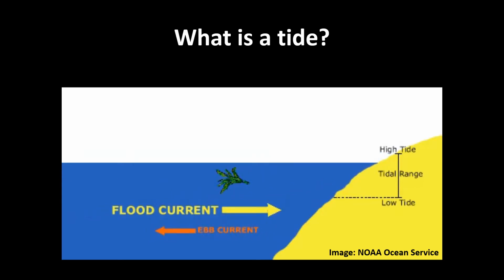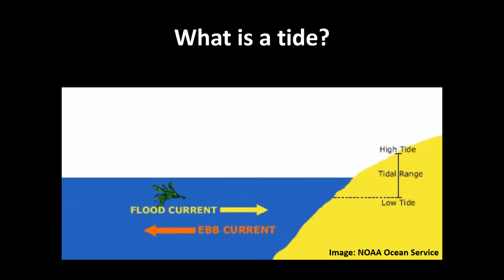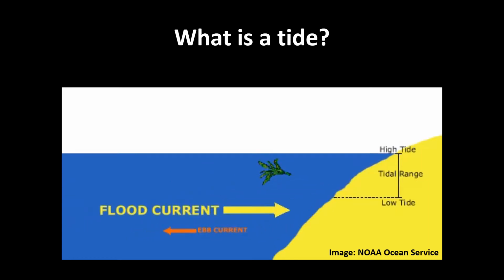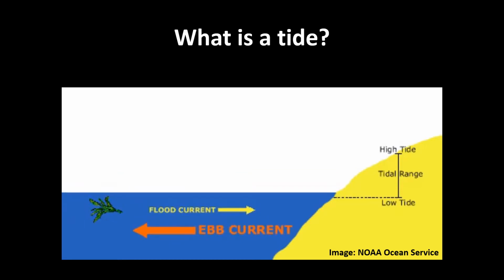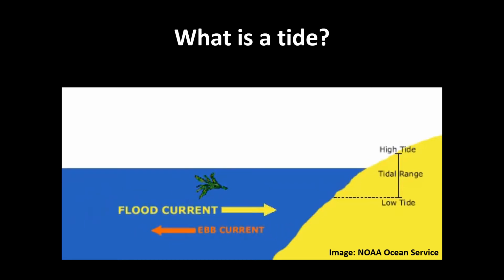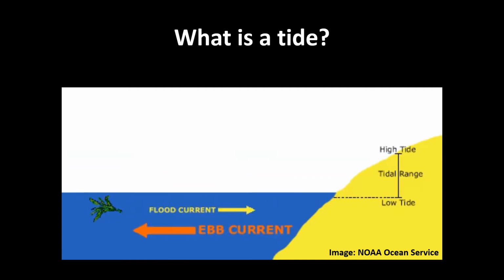As the tide rises, water moves towards shore. This is called a flood current. As the tide recedes, the water moves away from the shore. This is called an ebb current. The difference in height between the high tide and low tide is called the tidal range.